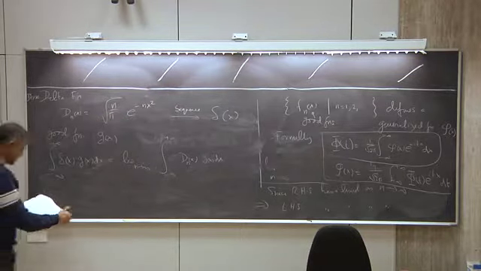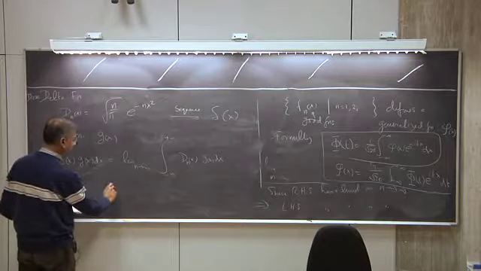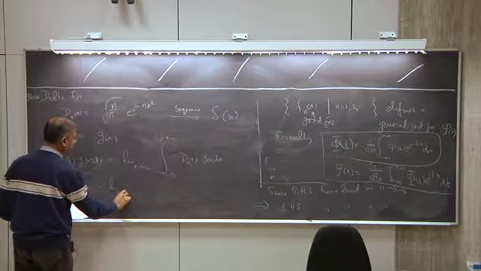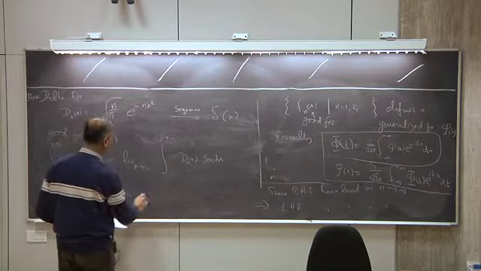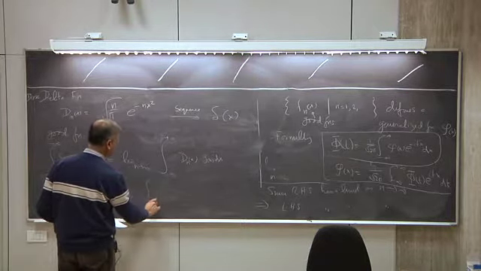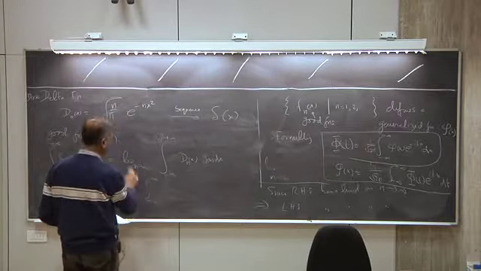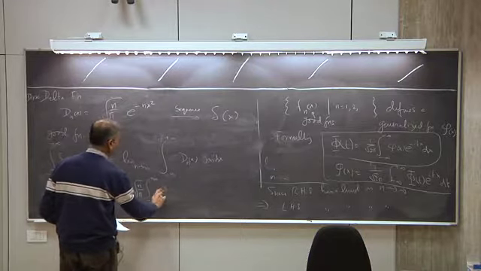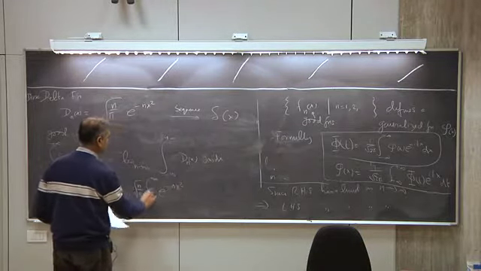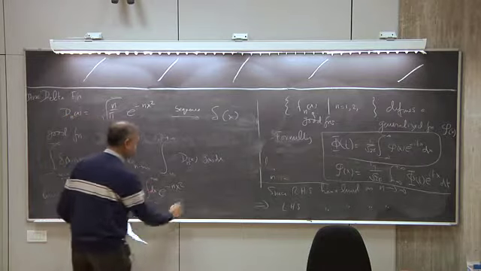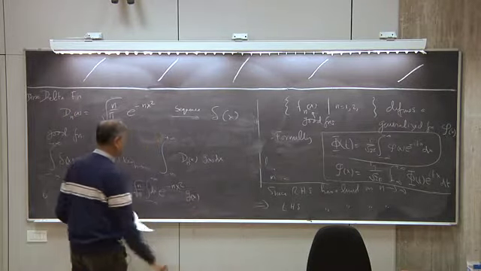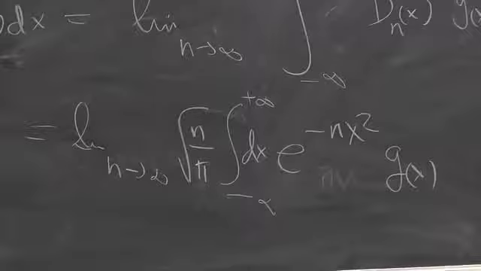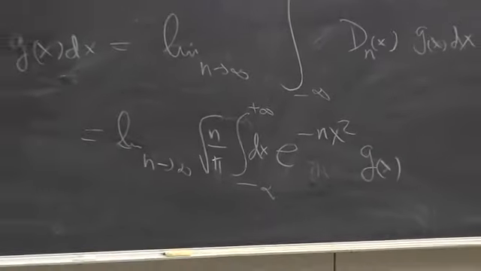Okay. So what is this now? Let's explicitly substitute that. This is the same as the limit as n goes to infinity of the integral from minus infinity to plus infinity of root n by pi e^(-n x squared) g(x) dx. In fact, we expect this to be equal to g(0).